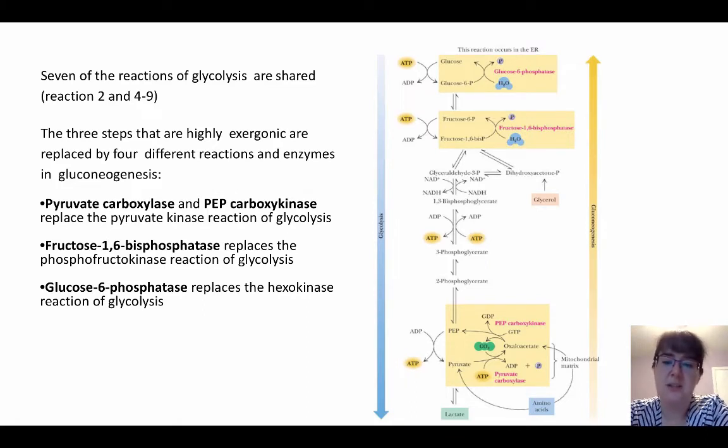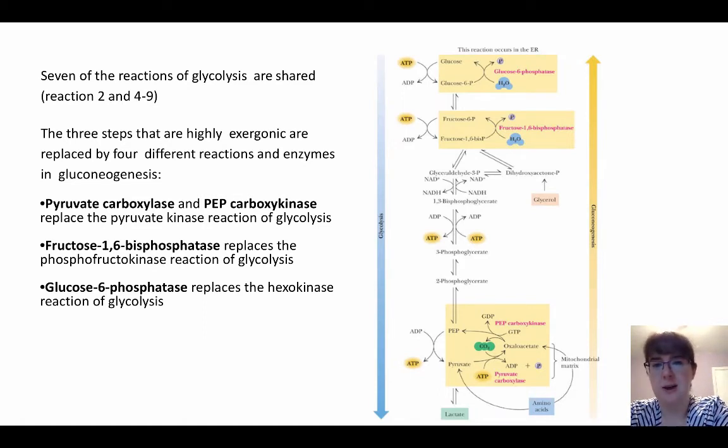So gluconeogenesis, we're essentially going to start with pyruvate, which is down at the bottom. And in order to replace the 1 enzyme of pyruvate kinase that we have in glycolysis, we're actually going to have 2 different enzymes. So pyruvate carboxylase and phosphoenolpyruvate carboxykinase are going to work together to replace the 1 reaction of pyruvate kinase. So that's where you're going to see that it's going to take 2 different enzymes to replace the 1 in gluconeogenesis to go in this anabolic pathway.